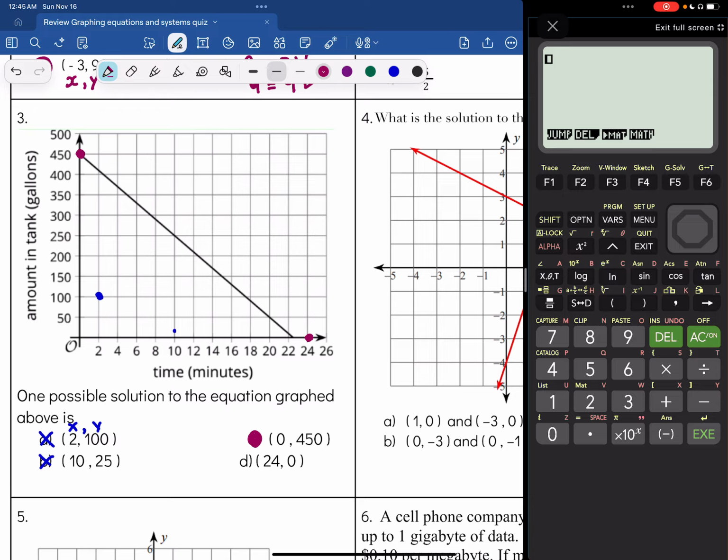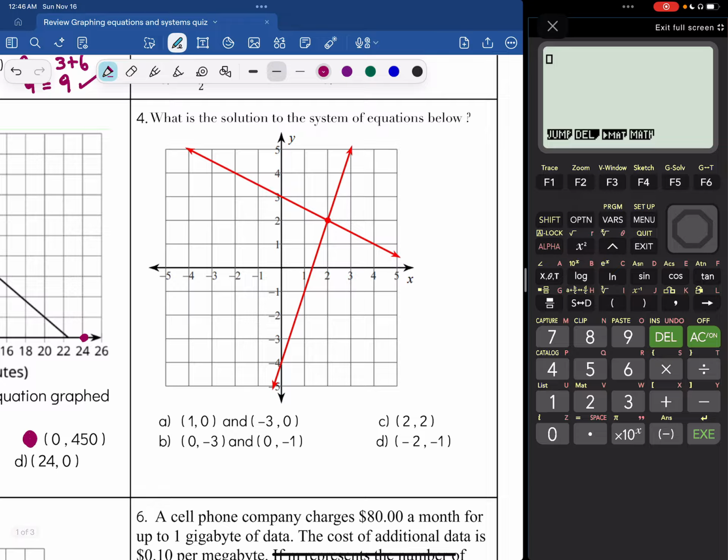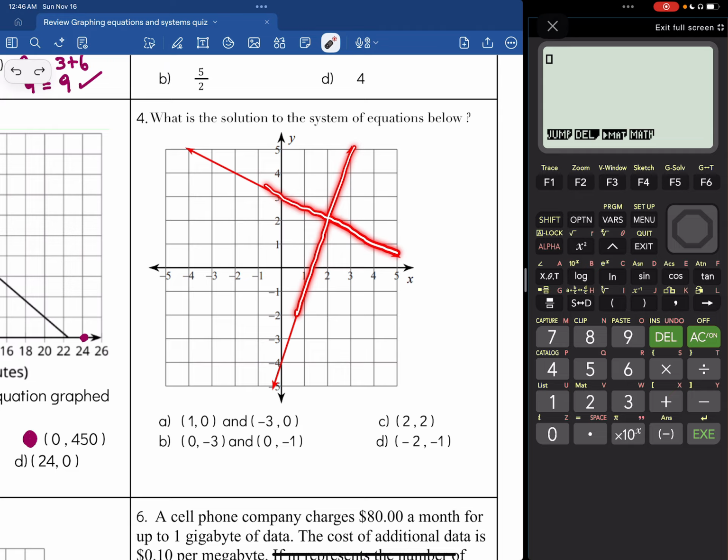All right, cool. Question 4. What is the solution to the system of equations below? So we have a system of equations that's graphed and we're asked to determine what is the solution. When we have a system of equations and we're trying to find the solution, all we're looking for is the intersection point, right? The point where the two lines cross each other. Obviously, that is right here, right? These two lines are intersecting, crossing, touching right here at this point. So what is this point?